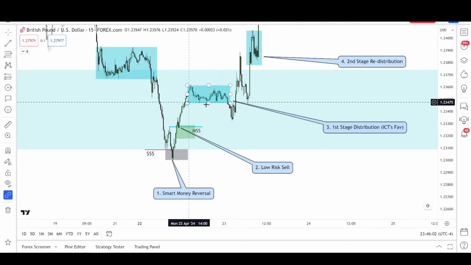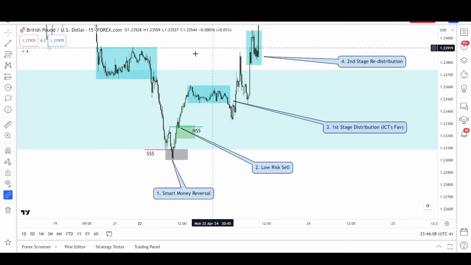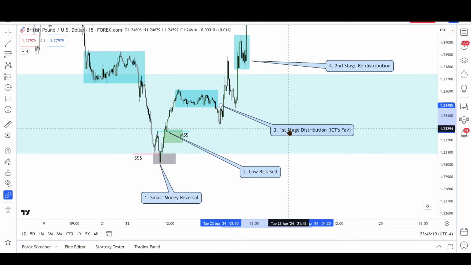Expand again, you get another consolidation. This is the first stage of distribution. Okay, the first stage of distribution is ICT's favorite entry in the market maker models. Doesn't mean it's the best or anything like that. There's no best out there. It all depends on you, your personality, your experience with whatever you're seeing, what your eye gets drawn to quickly, right?